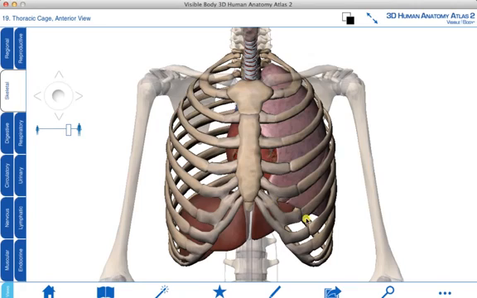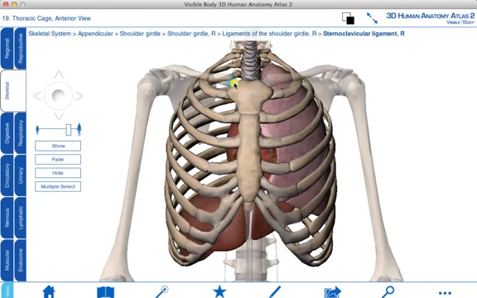And inferiorly we can see some of the abdominal content. So here is the liver, and the liver is also protected by the thoracic cage as well. In addition to protecting structures, the thoracic cage also serves as an attachment point for our upper limbs. So here we can see the clavicle, where the clavicle would attach directly to the sternum. This is the only functional attachment of the upper limb onto the axial skeleton.